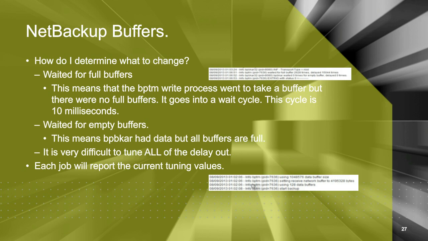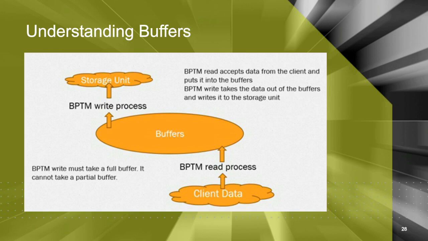Empty buffers. So if you have VXCAR waiting for empty buffers, it had data to send, but the buffers were full. So you can tune all the delay out, but you'll want to get as close as is good enough here. Since you're talking about 10 or 15 millisecond delays, if you're under 1,000, you're doing great. Oh, and when each job runs, it will tell you what the buffers are set to and how many you're using.